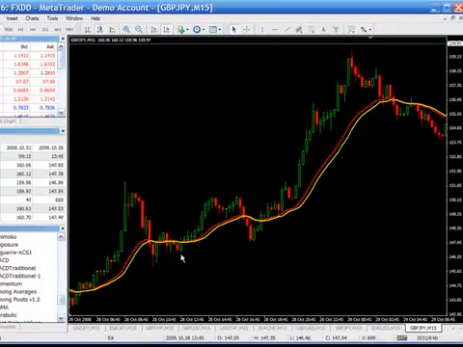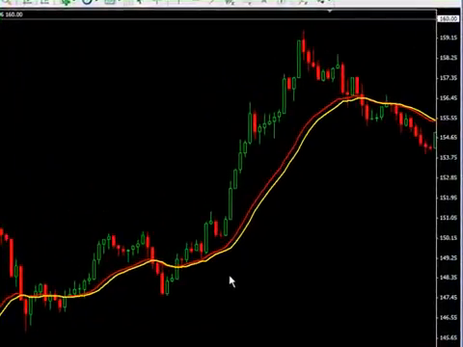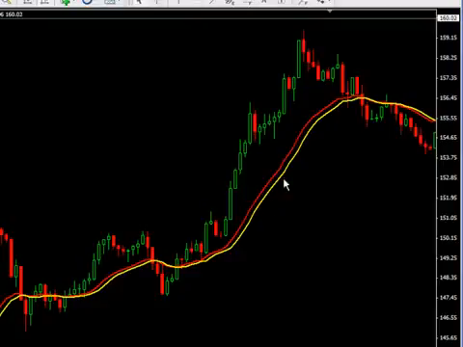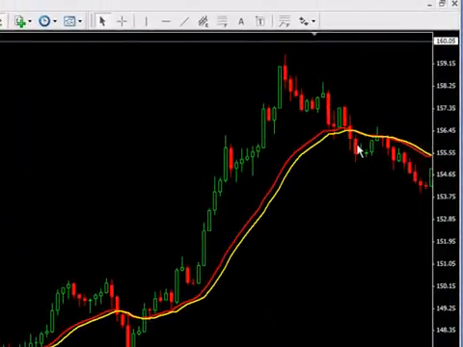On a 15-minute chart, I've thrown up two moving averages. This is just a simple moving average cross, very basic. I'm using this as my indicator, more or less, to see the momentum of the market. The fast line is the red line, and the slow line is the yellow line. As soon as the fast line crosses above the slow line, I want to go ahead and buy. As soon as the fast line crosses below the slow line, I want to go ahead and sell.